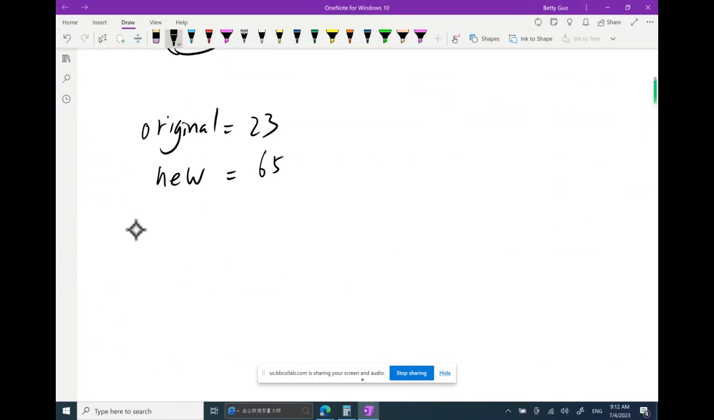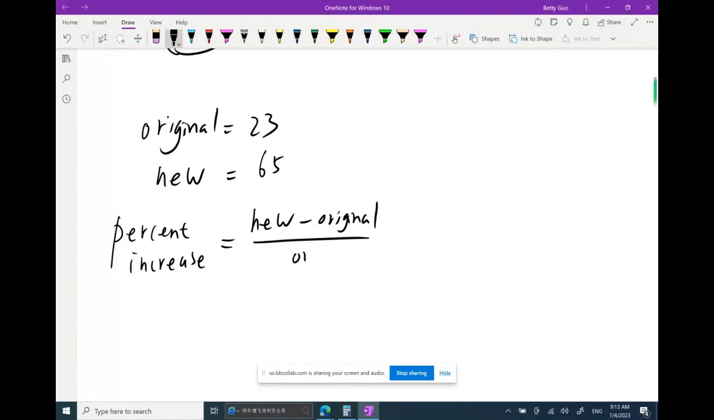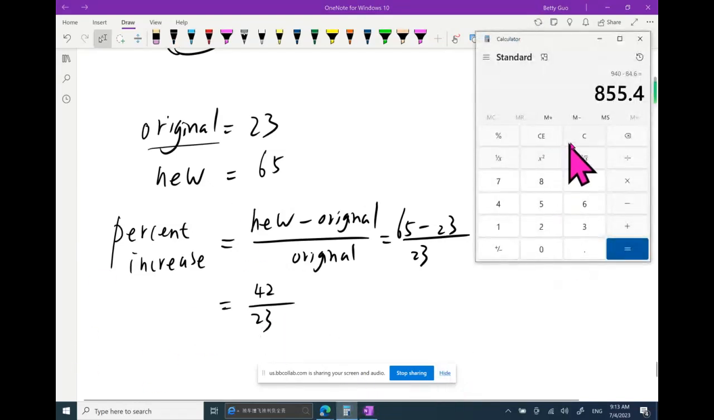Okay, and then second step, you write down the formula for percent increase. I have those in both my table note and my video. Percent increase equals new value minus original value all over original value, right? New value 65, original value 23, all over original value 23. You have those values written down on your scratch paper. So all you need to do once you have the formula ready is just plug in. Numerator 65 minus 23, 42. Denominator 23. And now we are going to do the calculation. Use the calculator. Divide 42 by 23.